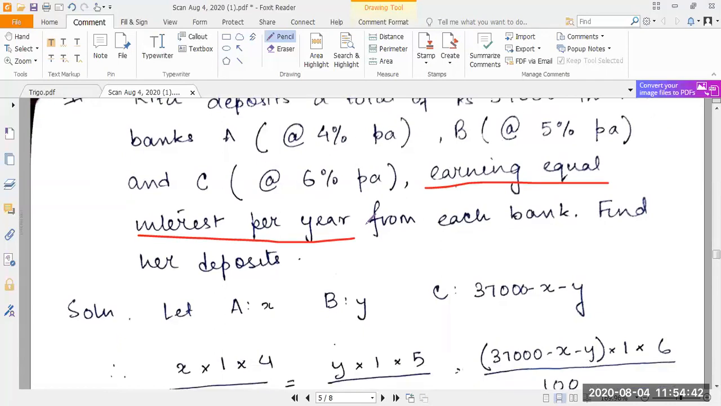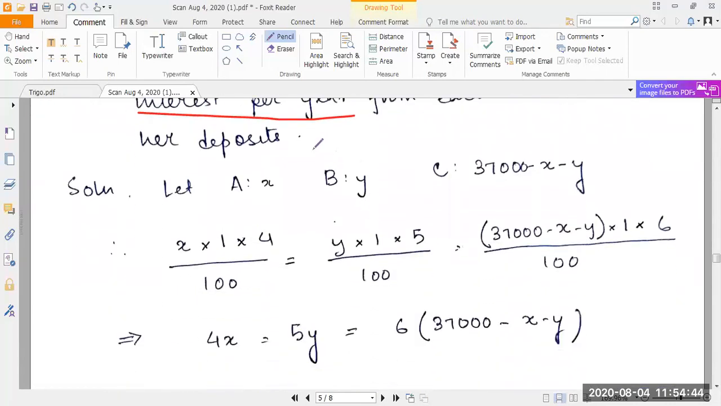So I need to find the deposits. So here, let's say she deposits X rupees at bank A. Let's say she deposits Y rupees at bank B. So the amount that she'll be left with to deposit at bank C will be 37,000 minus X, which is the amount she deposited at bank A, again minus Y, which is the amount that she deposited at bank B. So 37,000 minus X minus Y is essentially the amount that she deposits at bank C. Now what I do is I equate the simple interest.